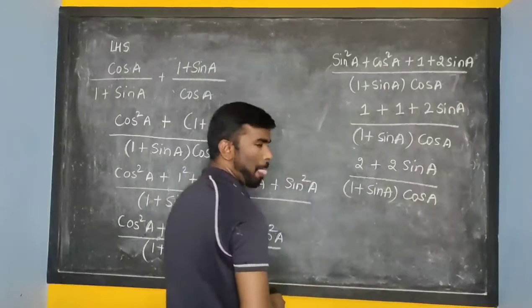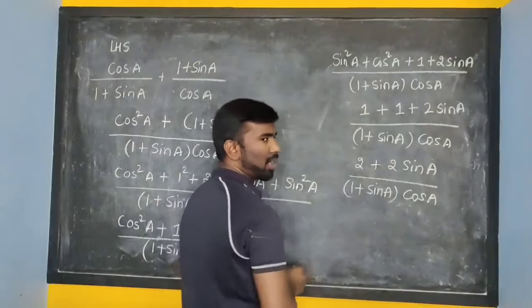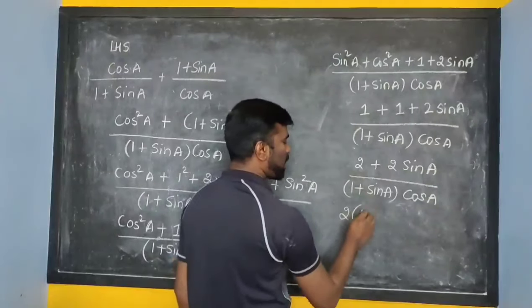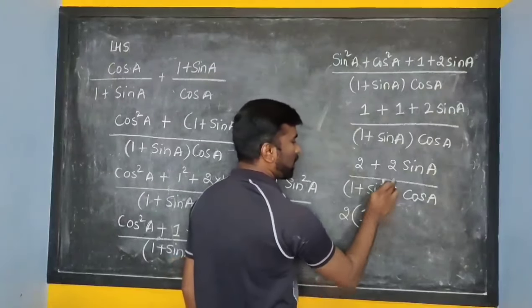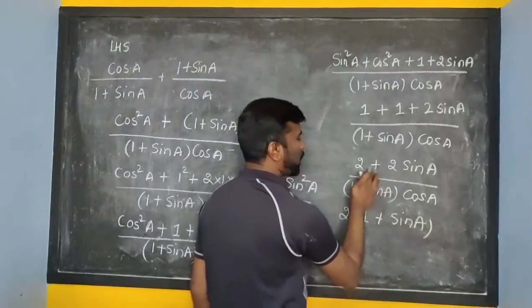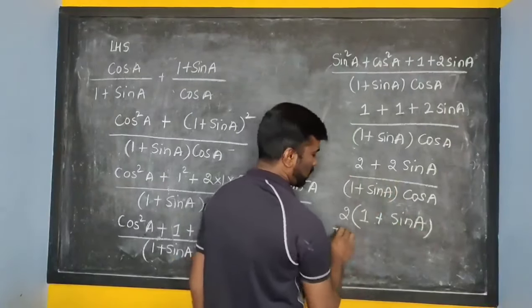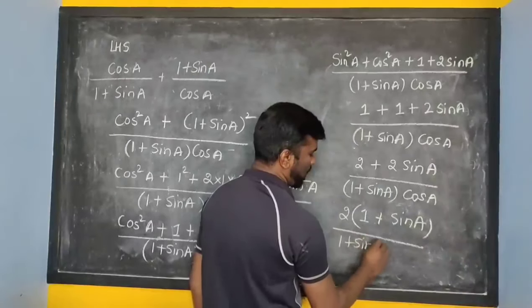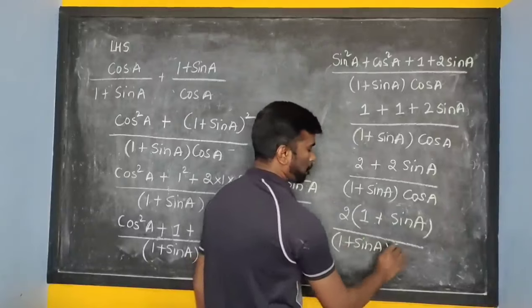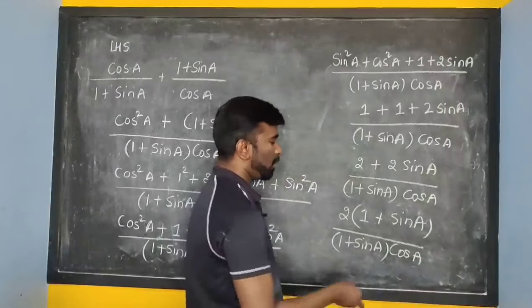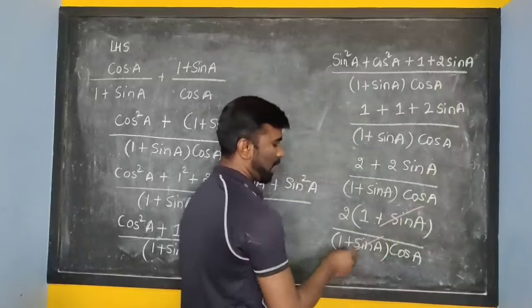Now in these two terms what is common? 2. Take 2 out. What we get here is 1 plus sin A. I have taken 2 common from each term; write down the remaining term. Now the denominator is 1 plus sin A into cos A. Now what happens? 1 plus sin A and 1 plus sin A will cancel out.